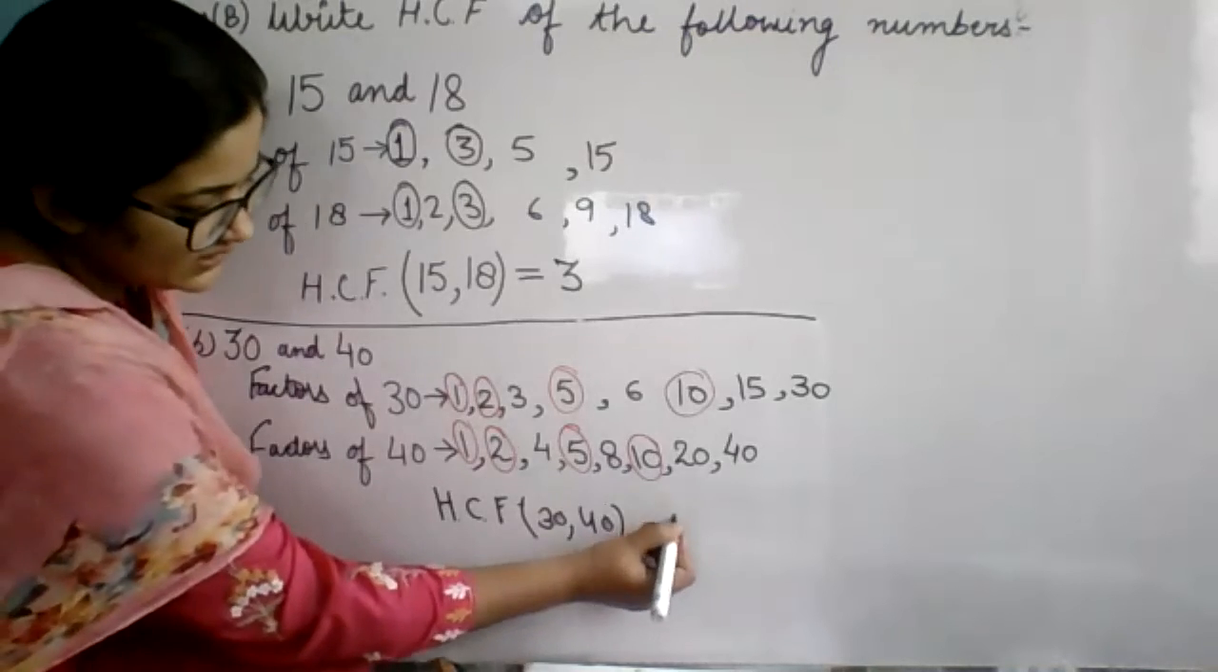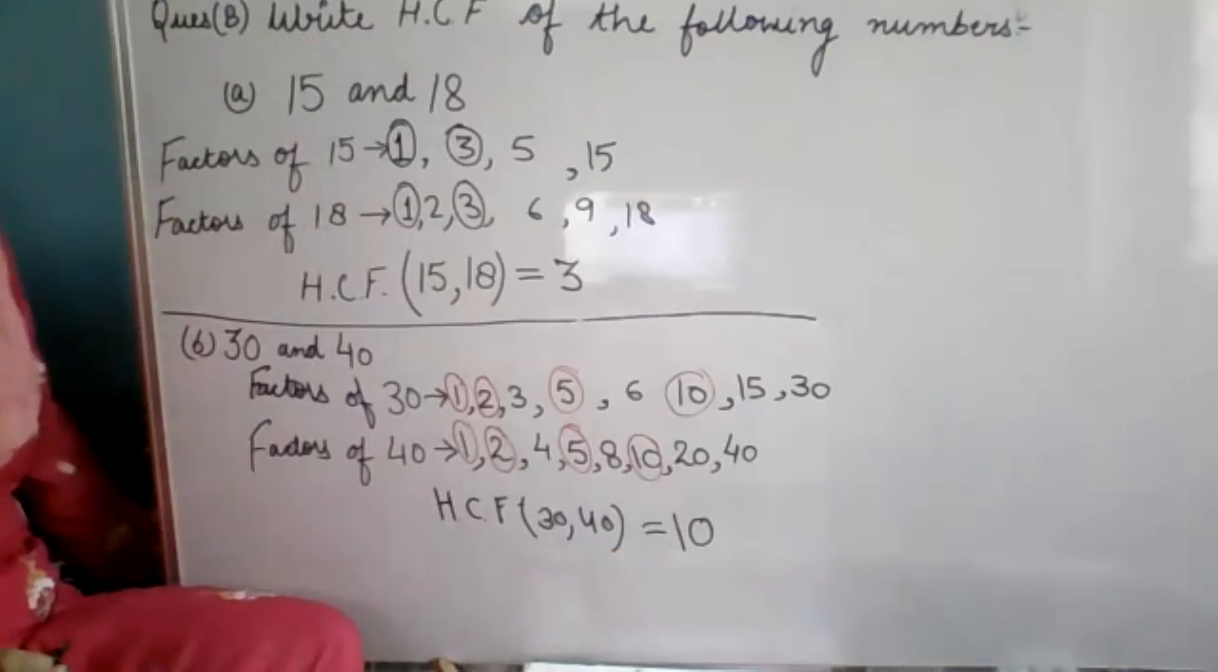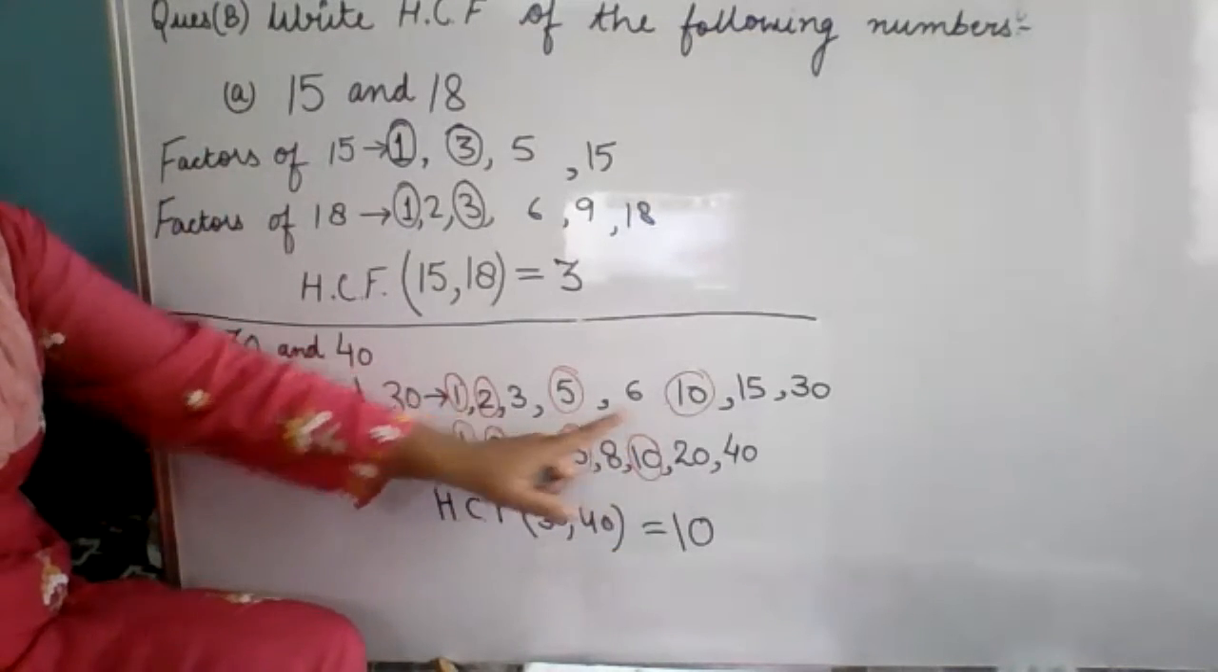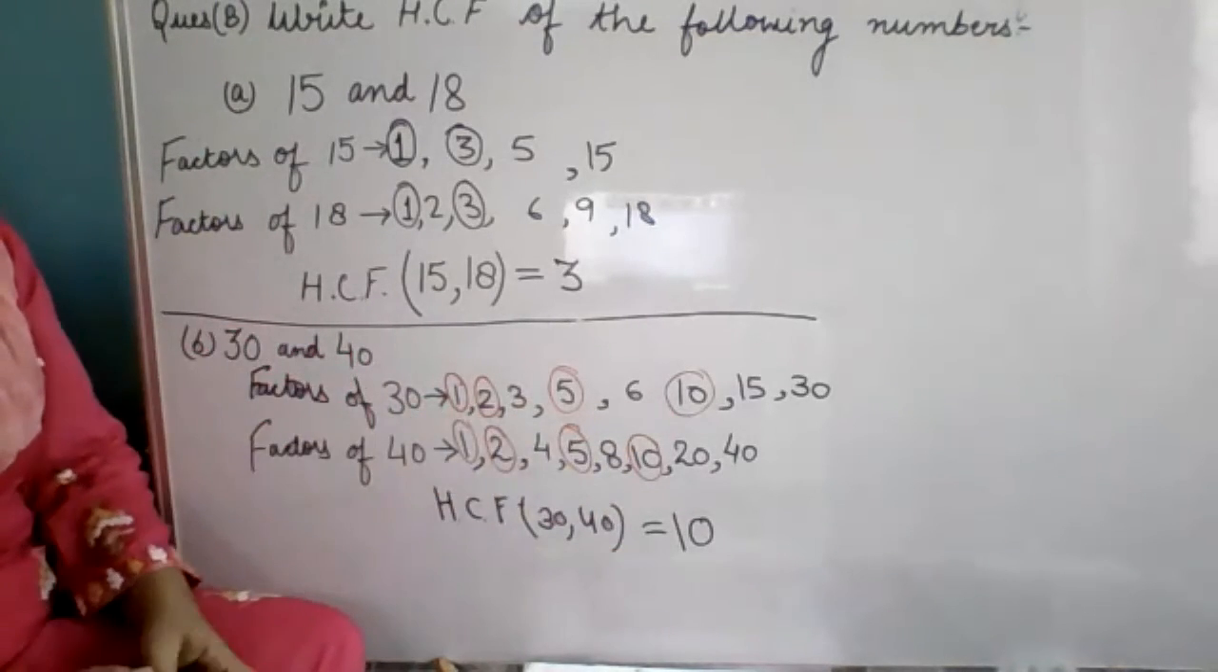So HCF will be 10 over here. Which is the highest? 1, 2, 5, 10. 10 is the highest. Correct.